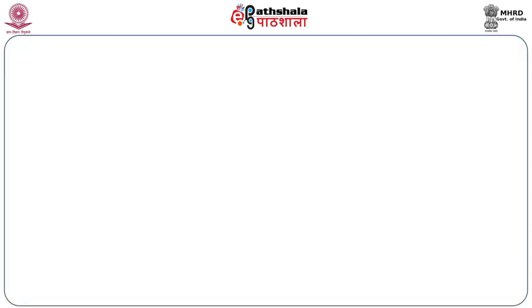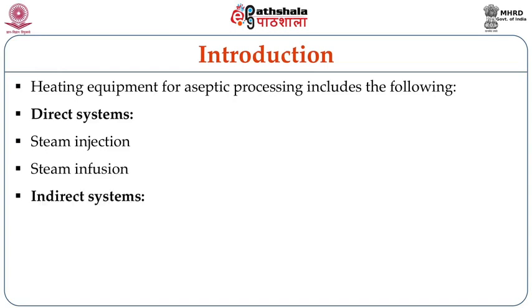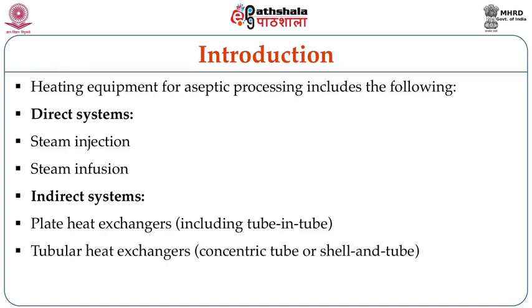Heating equipment for aseptic processing includes direct heating systems and indirect heating systems. In direct heating systems, we have the steam injection system and the steam infusion system. In the indirect systems, we have plate heat exchangers, which include the tube in tube. Then we have the tubular heat exchangers, which are concentric tube or shell and tube types. Then we have the scraped surface heat exchangers.